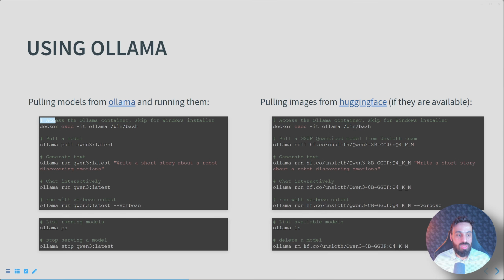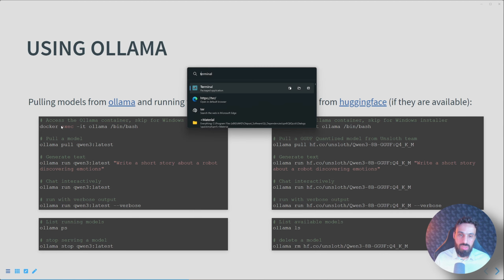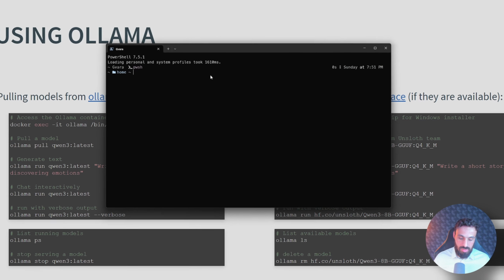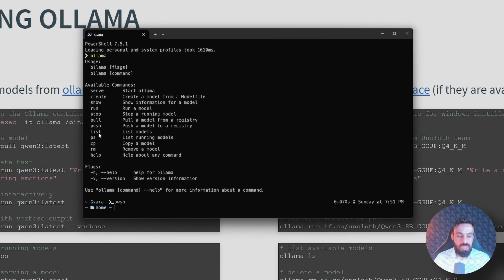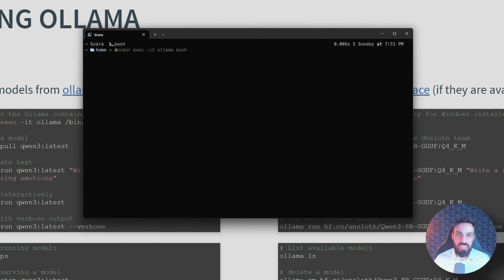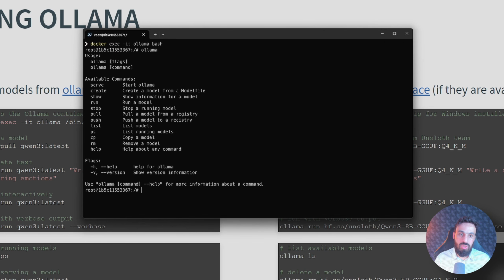In order to pull the model, if we have used the Windows installer, then all we need to do is to open a terminal and type Ollama, and it will show us the list of possible commands. And if we use the container, then we need just to exec into the container and run bash. Then from there, we can run the Ollama commands. We will continue using the container of Ollama because that's my preferred way of running services.